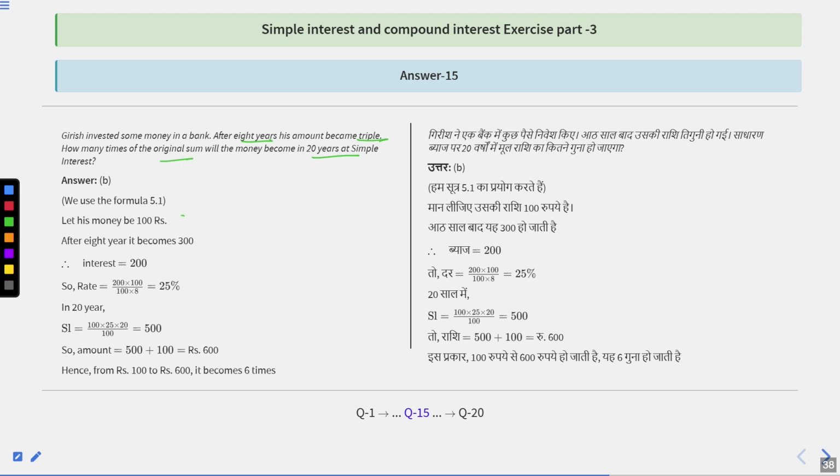So first we let the money be 100 rupees. So in 8 years, it becomes 300. So what is the simple interest we get? We get 200 rupees. So what was the rate of interest? We just put the value in the formula and we get the rate, which is 25%. So what will be the simple interest in 20 years? If we let the principal 100 multiplied by 25 multiplied by 20 upon 100, which is 500. So the amount is 600. Hence from 100 to 600, it becomes 6 times in 20 years. So B is the correct answer.